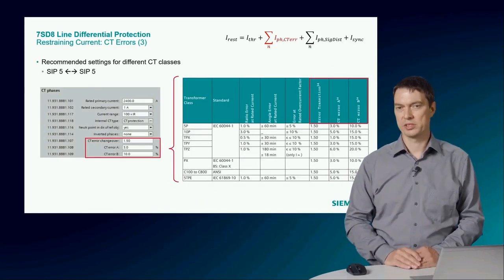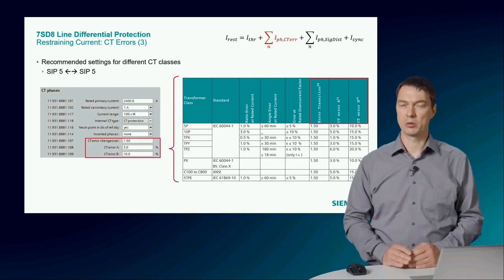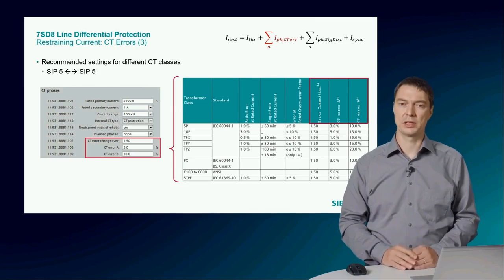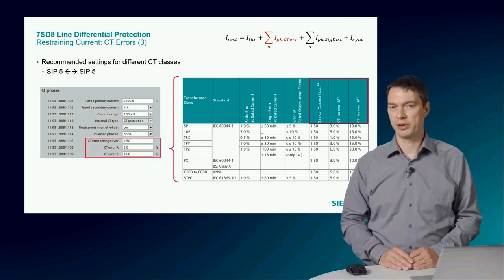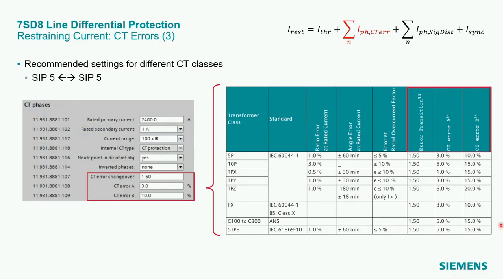The factors for the CT error A and B are a recommendation from Siemens based on the normative CT errors for the different CT classes. In the relay manual, you will find this table for the SIPROTEC 5 to SIPROTEC 5 communication. For different current transformer classes, 5P, 10P, TPX, and so on, IEC and ANSI types, the recommended settings for the CT error A and B are provided by this table.